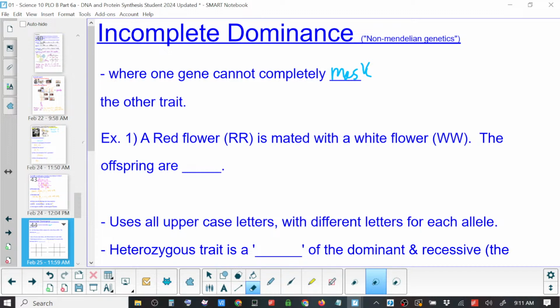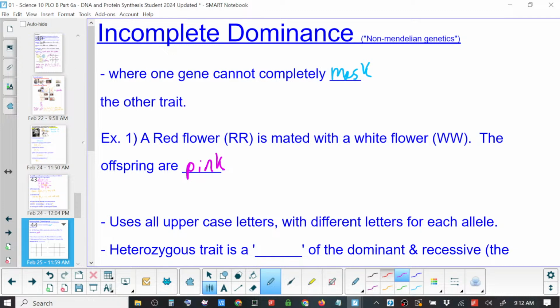A red flower is mated with a white flower. All the offspring, if it were incomplete dominance, would be what color? Red? No. Pink. Red doesn't completely mask white. So this is incomplete dominance.